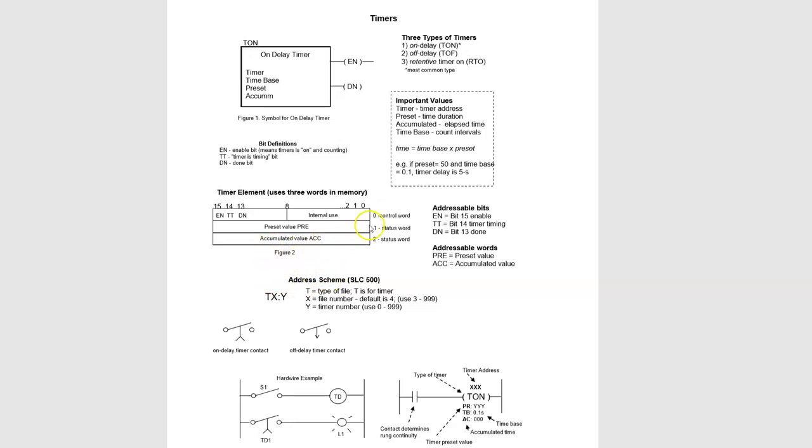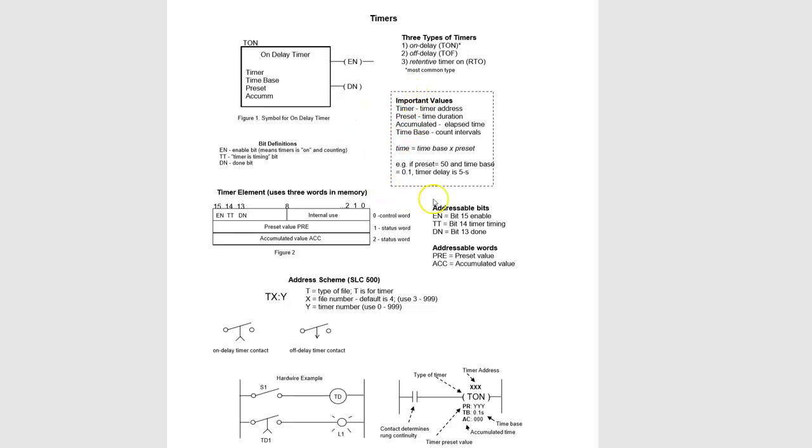The first word is called the control word. Remember, we start counting with 0. The first word is the control word, it's a status word, and the second is a status word. Now, in the control word, bits 0 through 8, you don't have any access over those. You're interested in what's defined here: the enable, the TT bit, and the done bit. Those are the ones you have access to.